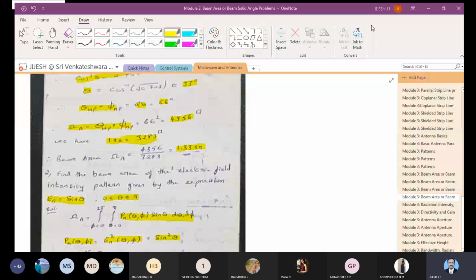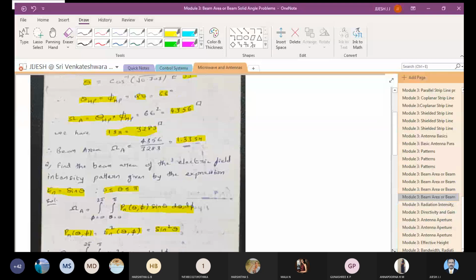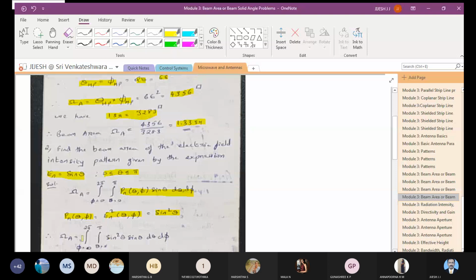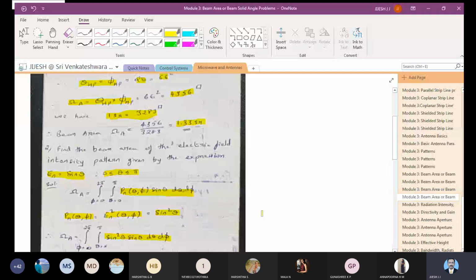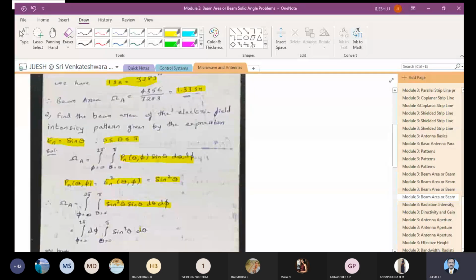Has anyone of you done the integration of sine cube theta d theta? You'll get sine cube theta d theta d phi for the limits 0 to 2 pi and 0 to pi. In the question, it is clearly written that theta ranges from 0 to pi, so we have retained it as 0 to pi. In the previous problem, it was 0 to pi by 2. So there are small changes in what is given in the question. You should observe it and do it, and don't make any mistake in that. So solve for sine cube theta d theta.